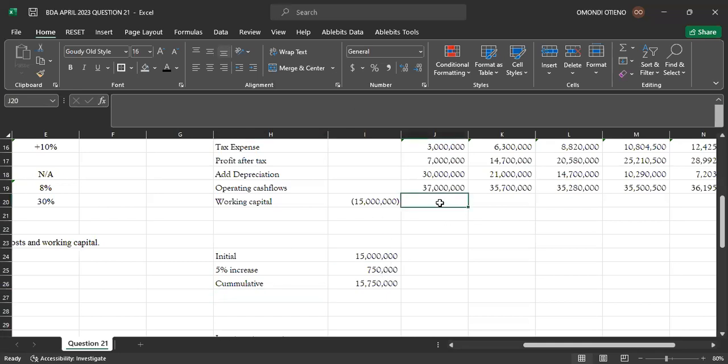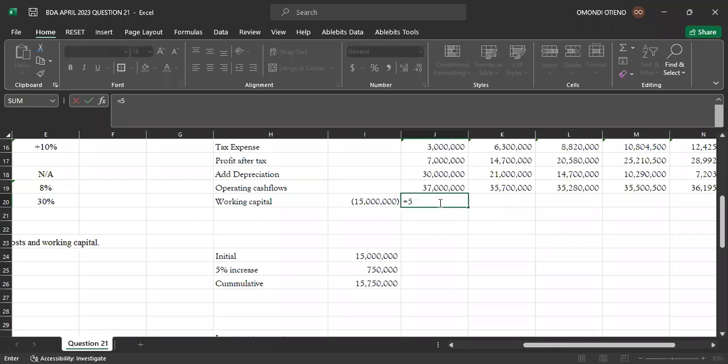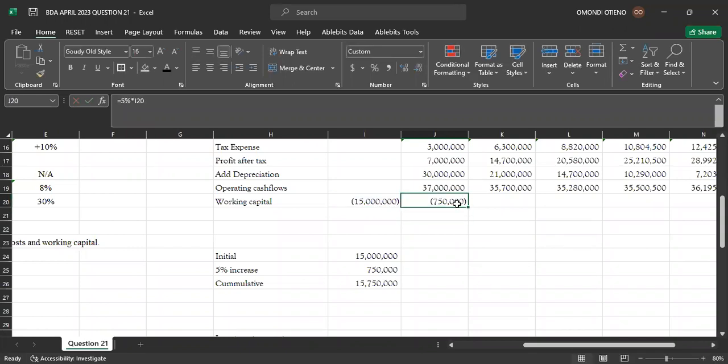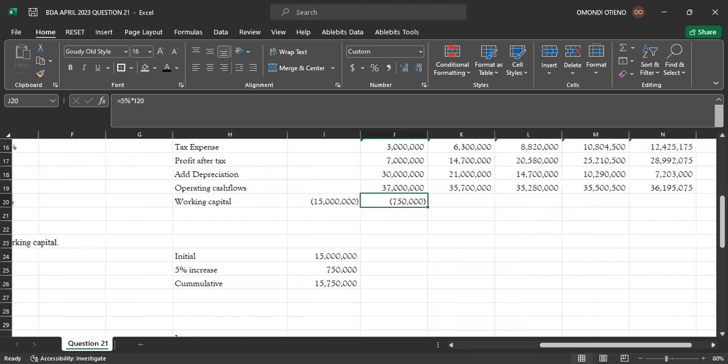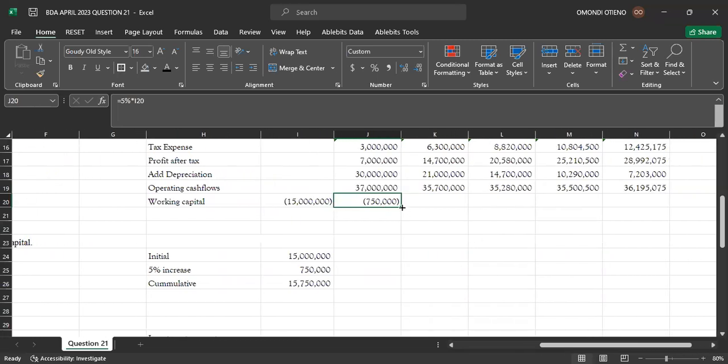Here, we'll simply come and say equal to the increase. That increase is 5% multiplied by the working capital in period 0. Then I come at this point. So what are we going to have? We are increasing that by 5%.